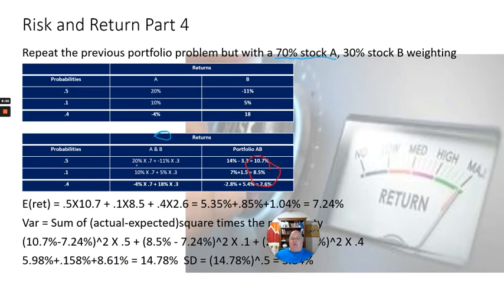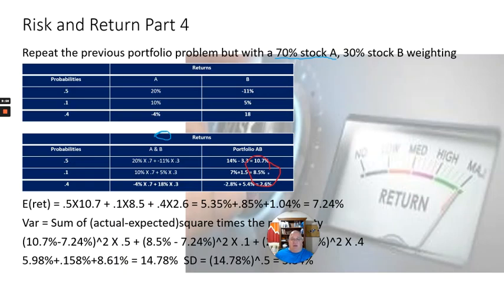And so I take 70% of the 20% and 30% of the minus 11%. And then I take 70% of the 10%, that's weight-wise, money-wise, and 30% of it is going to the plus 5%, and finally 70% of the minus 4.3, the weighting times the 18%. When you see how the addition goes over here, you actually have a probability for the portfolio of 10.7, 8.5, and 2.6%.